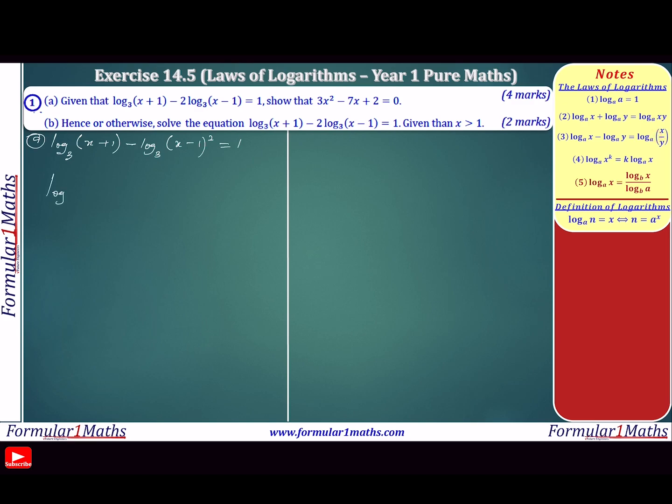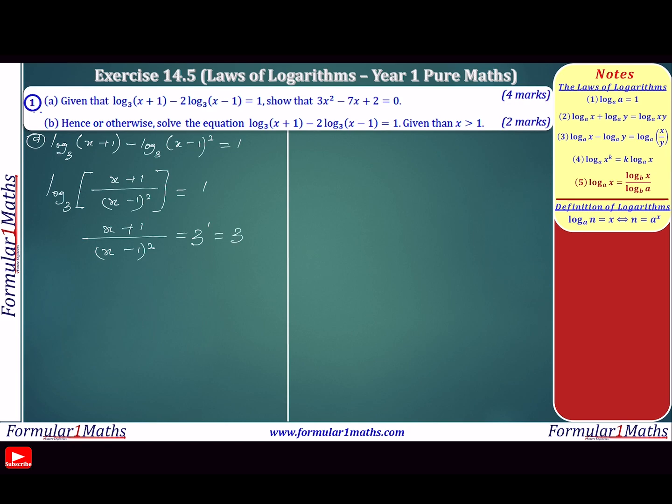Log to base 3 of ((x plus 1) over (x minus 1)) all squared is equal to 1. Then I'm going to use the definition rule here to rewrite the whole equation. If I do that, I'm going to get ((x plus 1) over (x minus 1)) all squared is equal to the base, which is 3 raised to the power 1. 3 raised to the power 1 is equal to 3.